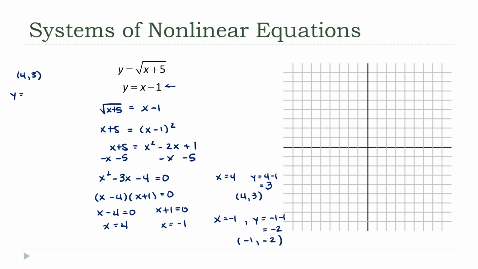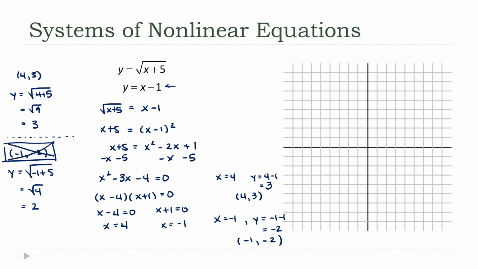So when I check it in there, this is the square root of 4 plus 5. That's the square root of 9, which is 3. Good. That one's fine. Let's try the other one. Let's put -1 in here. The point is -1, -2. This gives me y equals the square root of -1 plus 5. That's the square root of 4, which is +2, not -2. Right, so we have an extraneous solution here, and my only solution ultimately is 4 comma 3.